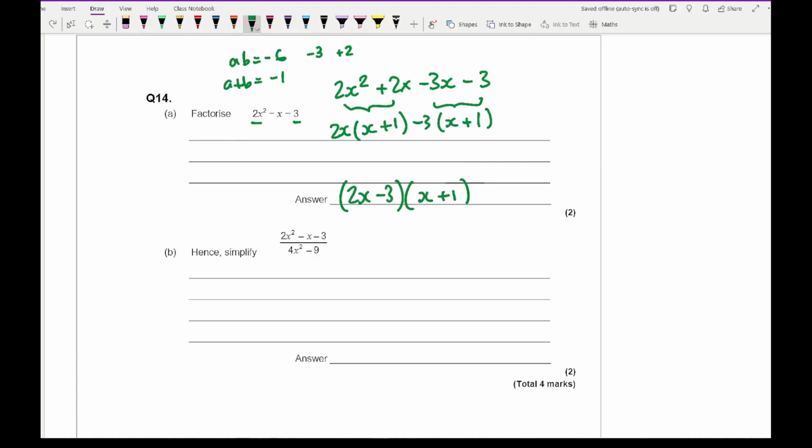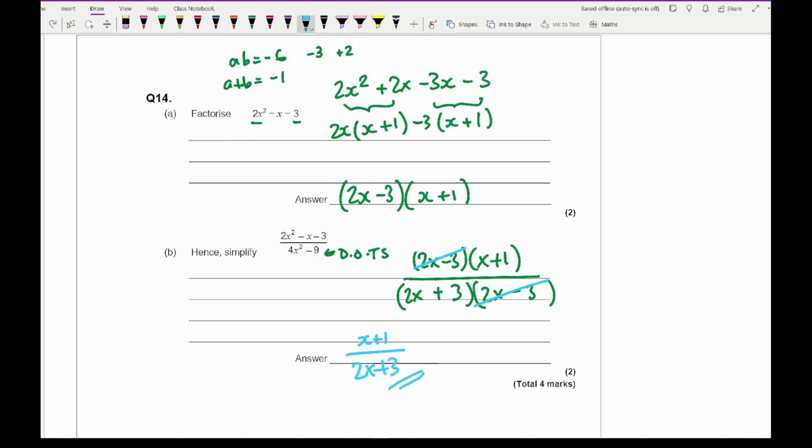Then it says hence simplify. Well, I've already factorized the top, so the bottom one again is a difference of two squares. So I've got x minus 3, x plus 1 at the top, and at the bottom I've got, what do I have to square to get 4x squared? Well, that'd be 2x. And what do I have to square to get 9? That's going to be 3. One's a plus, one's a minus. And again, notice that I've got 2x minus 3 at the top and the bottom. So I've got x plus 1 over 2x plus 3.